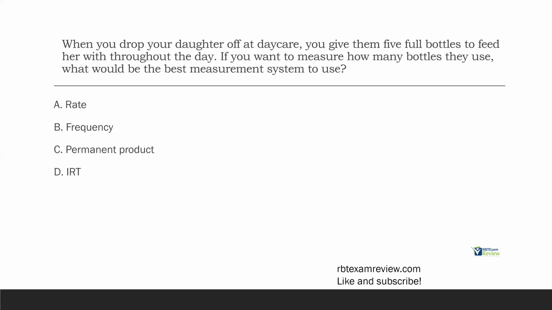And in this case, yes, you're still counting, but at the end of the day, it is permanent product. So we need to use permanent product ultimately to measure, given that we aren't there to actually see the feeding occur. And interresponse time, of course, would be the time in between bottles or in between feedings. We're not there, so we cannot measure IRT. Given our situation, the best way to measure how many bottles have been used throughout the day is C, permanent product.